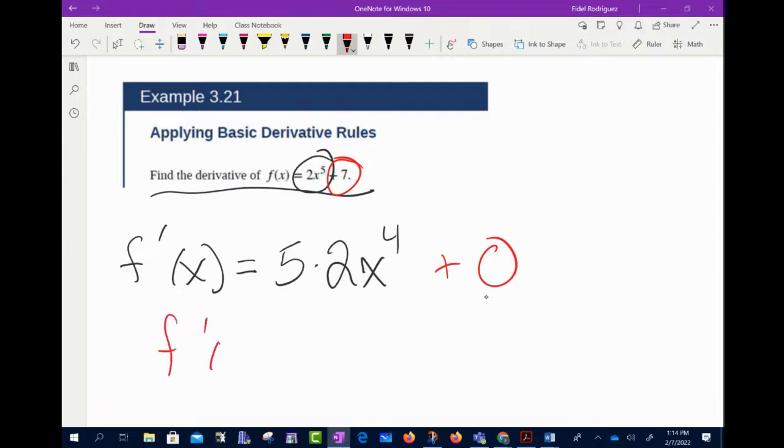Okay. Let's go ahead and finish it off. 5 times 2, x to the 4, right? And now our derivative is, we're just doing them in pieces. Okay, we're going a piece at a time.